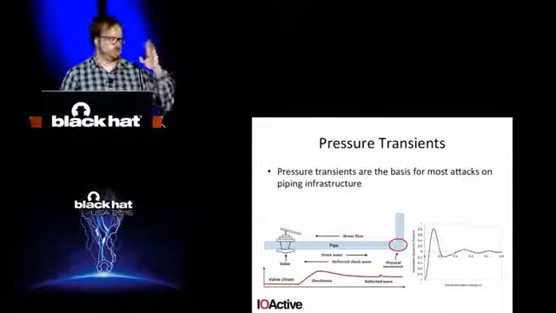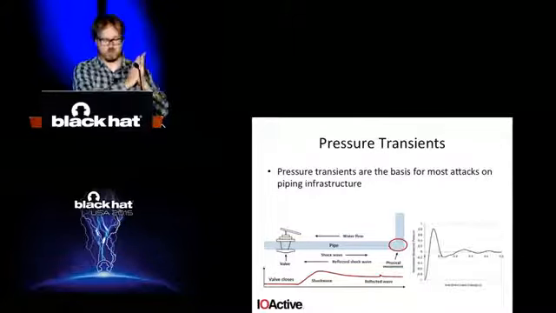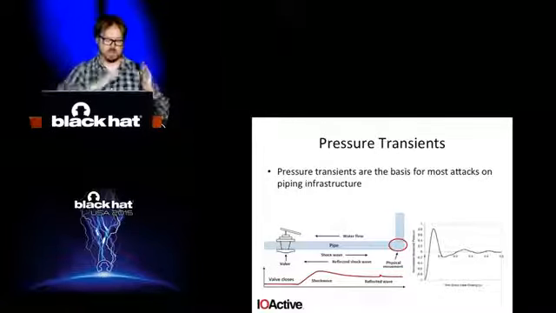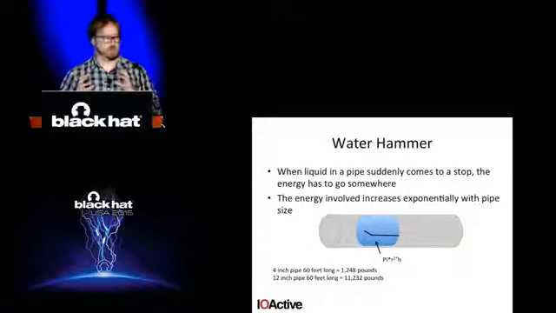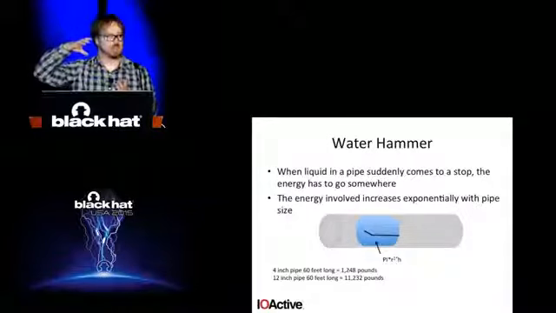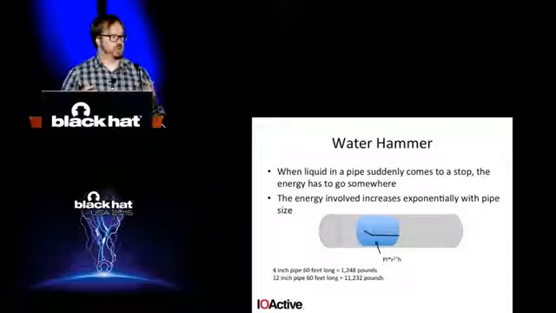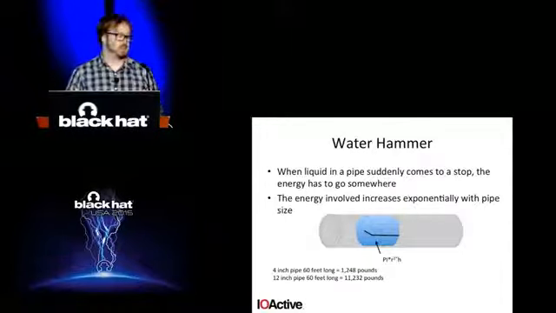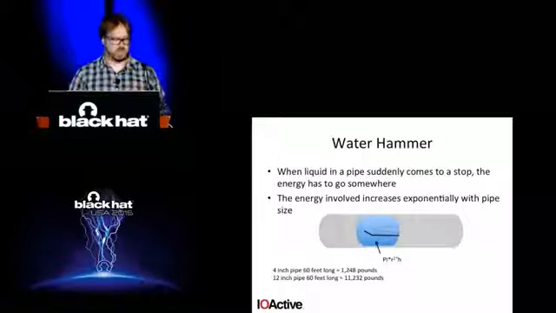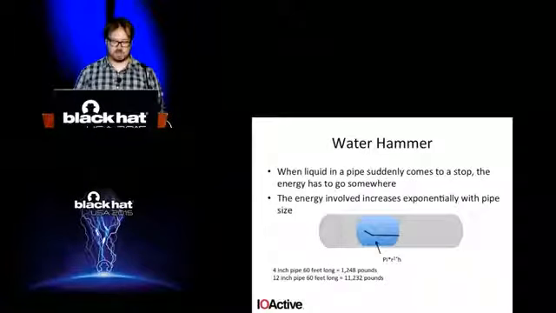In this case, you've got a pipe. If the valve closes fast enough, then a pressure transient is going to run from the valve back and reflect off of it. The weight of the water moving through the pipe increases exponentially with the size of the pipe. If you have a 4-inch pipe running 60 feet, you've got about 1,200 pounds of force. But if you have a 12-inch pipe running the same distance, you've got about 11,000 pounds of stuff running in there. If they're both running at 30 miles an hour, when it suddenly stops, that's a significant amount of force.